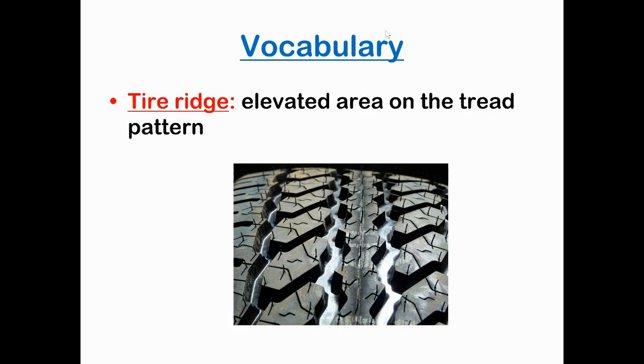Tire ridge is the elevated area on the tread pattern. Don't confuse it with this image. It is not those little tiny rubber spikes coming up. That's just something left behind by the manufacturing process. The tire ridge would be these tread patterns that are popping up. It's the elevated part.